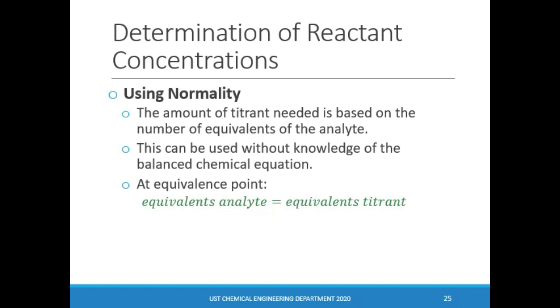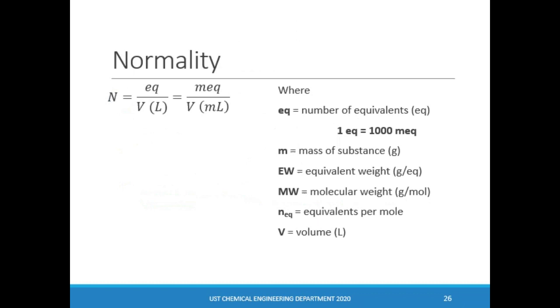Again, when using molarity, the stoichiometric ratio depends on the balanced reaction. For normality, the equivalence ratio of the reactants is always 1:1. Normality is calculated by the number of equivalents over the volume. It has units of equivalents per liter or milliequivalents per milliliter.